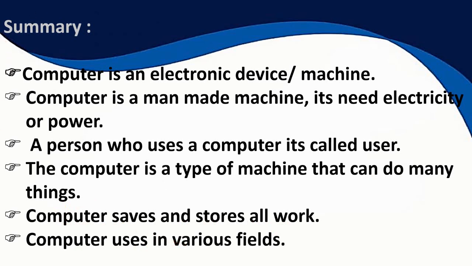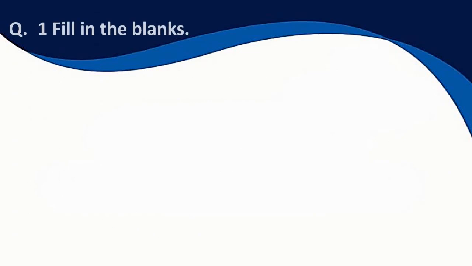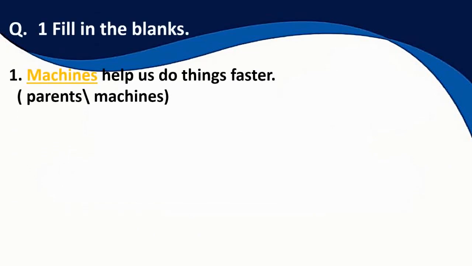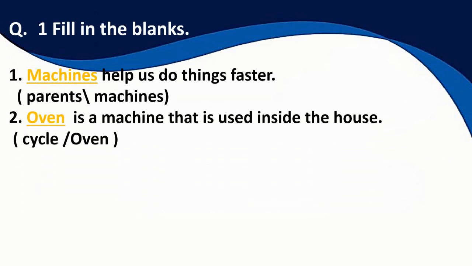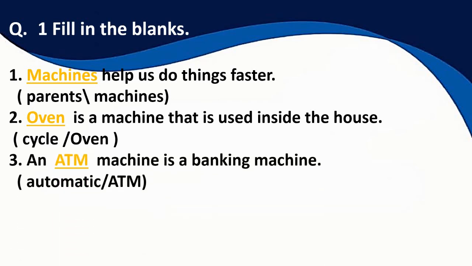Now fill in the blanks. First one, dash helps us do things faster. Options are parents or machine? So the answer is: machine helps us do things faster. Second, dash is a machine that is used inside the house. Options are cycle, oven. The correct answer is: oven is a machine that is used inside the house. Third, dash machine is a banking machine. Options are automatic or ATM. So the correct answer is ATM. An ATM machine is a banking machine.